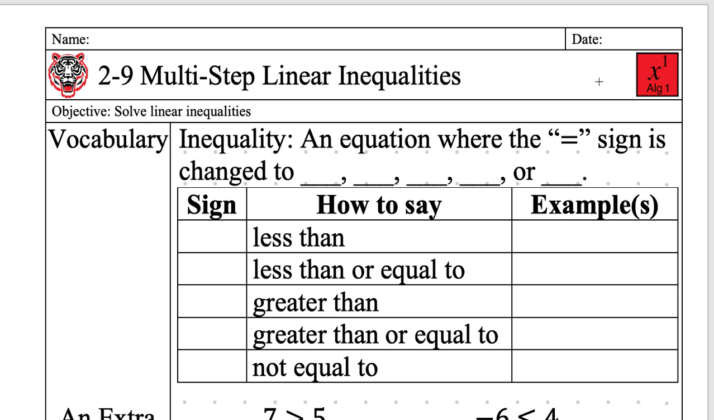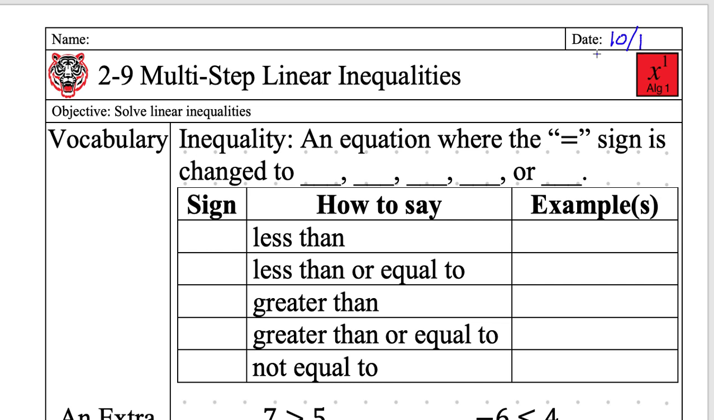All right, we are in Algebra 1, Lesson 2-9. Today's date is Tuesday, October 1st, 10/1/2019. We're talking about multi-step linear inequalities. So linear inequalities is the word of the day. I guess inequality is even more important for the word of the day.